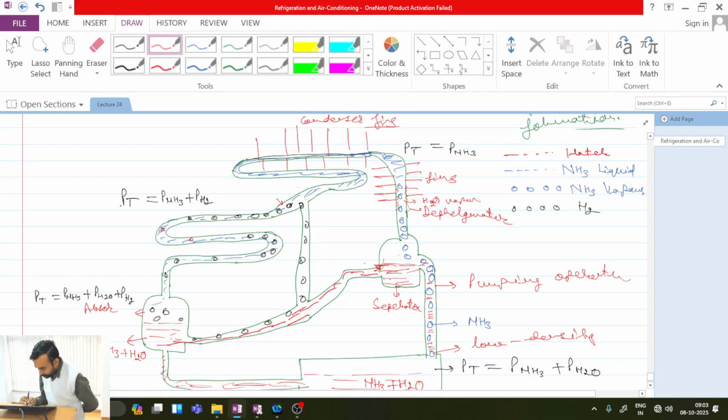So this portion from here to here is acting as the evaporator. Are all clear with this point? Anyone having any doubt? It is correct.